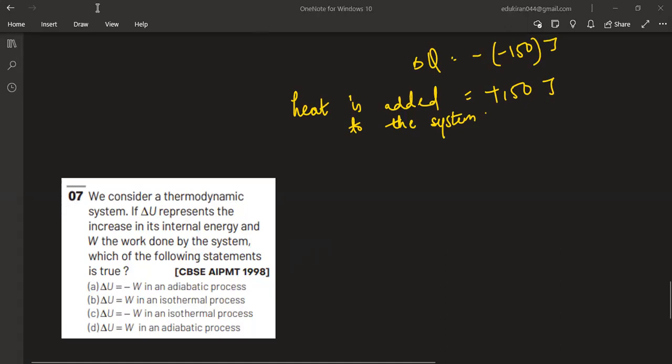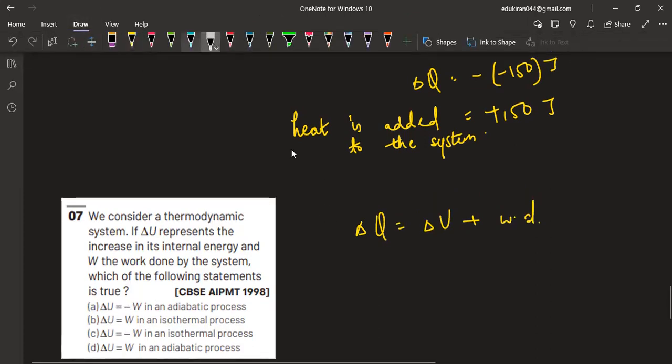See, class, this is a very easy and a very short question if such types of questions come. Just now also we had used the equation delta Q is equal to delta U plus work done. So if it is giving you a relation between delta Q and W, it means delta U is zero. That's why some relation is there between them.